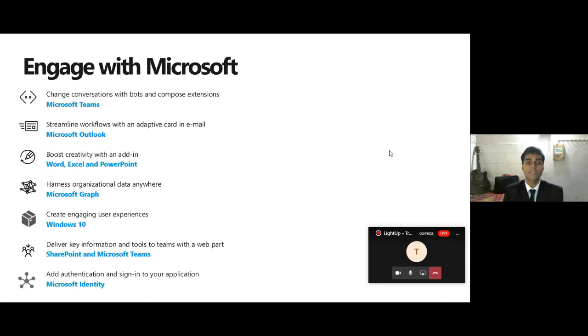Then delivering information on various web parts is a part of SharePoint. SharePoint again has a wide range of tools and a different application set. And Microsoft Teams is very helpful to collaborate and work in a workforce environment. And adding authentication to sign in, the security domain, is taken care of by Microsoft Identity to prove that you are the authentic user and no one is misusing your identity to log into your accounts and access them.